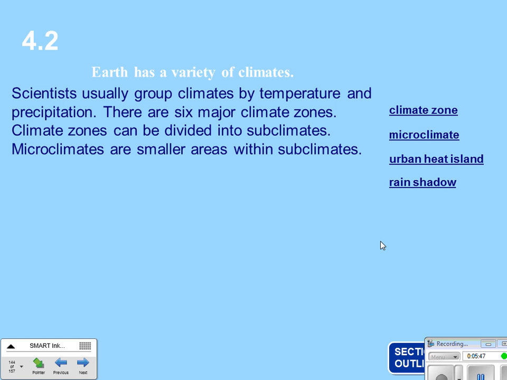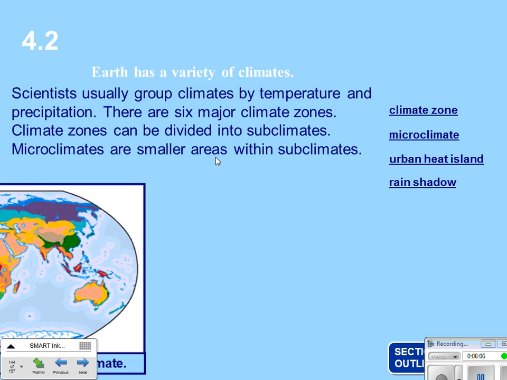Scientists usually group climates by temperature and precipitation. There are 6 major climate zones. Climate zones can be divided into subclimates. And then microclimates are even smaller than subclimates. So micro, we know, means really small. So microclimates are the very tiny areas.